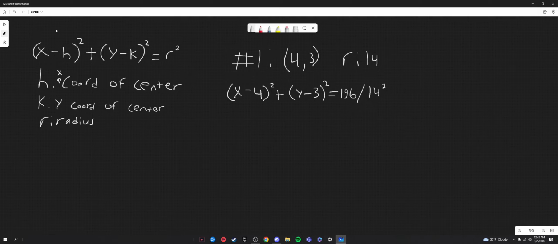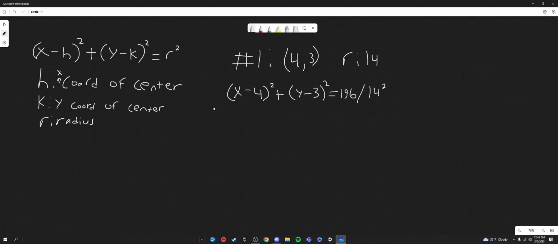Just one quick note, we keep the sign. Because this base abstracted version is just x minus h, if we were to have a negative x coordinate for our center, it'd actually turn into a plus because the double negative becomes positive. So keep that in mind.